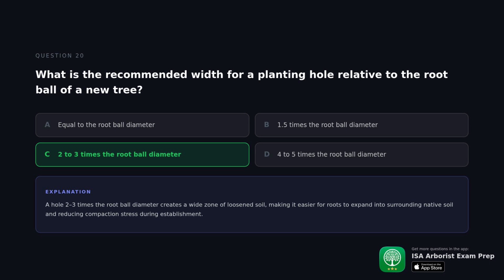The correct answer is 2 to 3 times the root ball diameter. A hole 2 to 3 times the root ball diameter creates a wide zone of loosened soil, making it easier for roots to expand into surrounding native soil and reducing compaction stress during establishment.